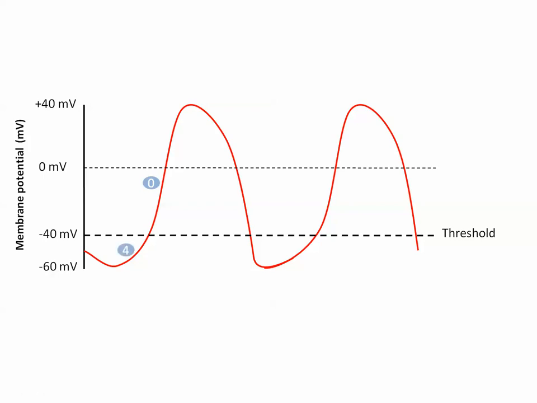This is known as the funny current or pacemaker current, and it's this that conveys the automaticity to the cells of the sinoatrial and atrioventricular nodes. That is to say, this current allows them to generate their own rate and rhythm.